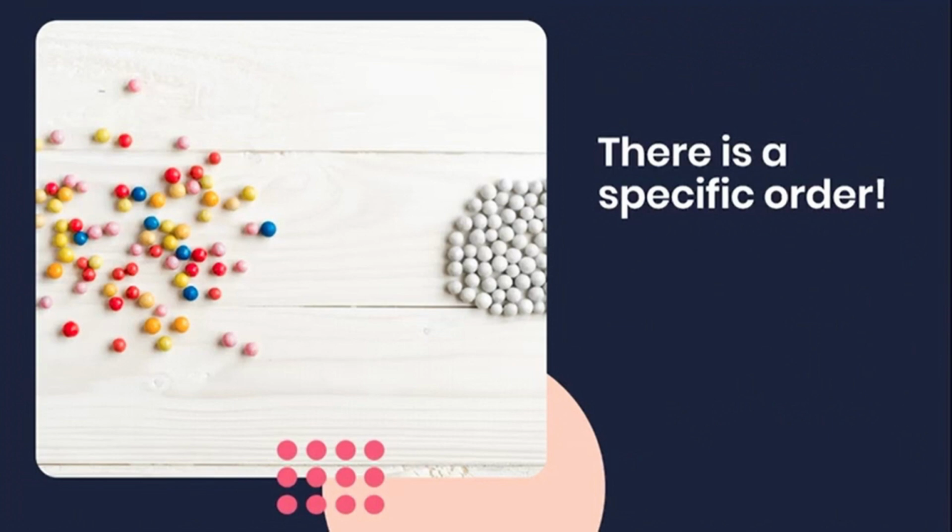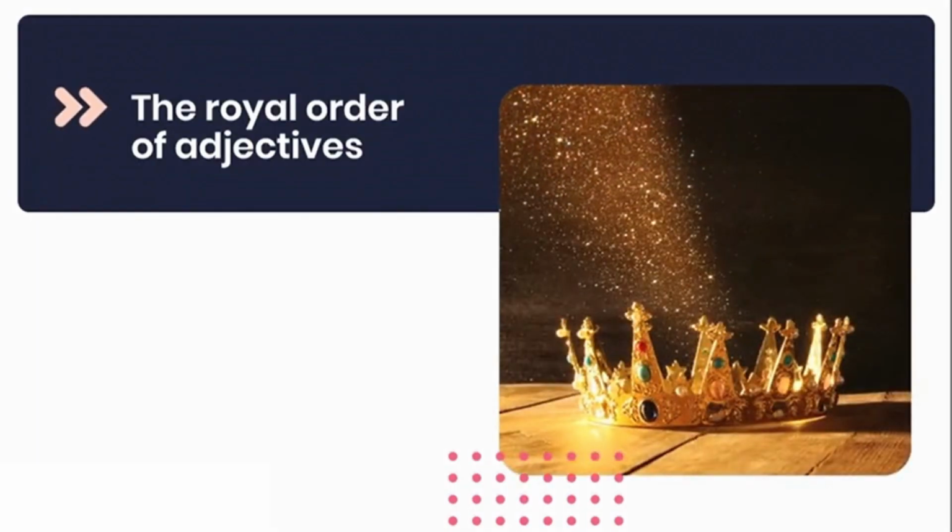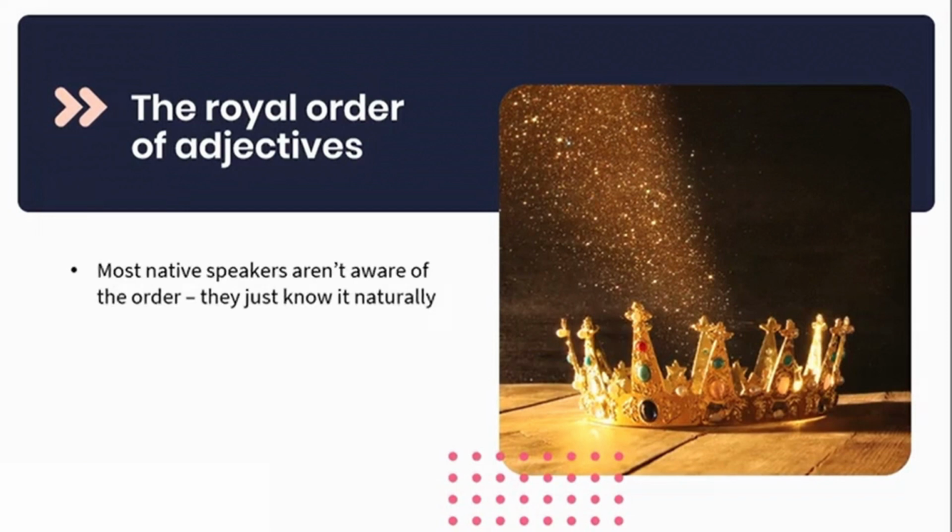Well, you may think that it doesn't matter, but in English there is a specific order in which adjectives should be used. So, to answer this question, you need to understand this order. Now, by the end of this core topic, you will know this order. This order is called the Royal Order of Adjectives. Most native speakers aren't even aware that multiple adjectives need to be used in a specific order. They simply know the order naturally.